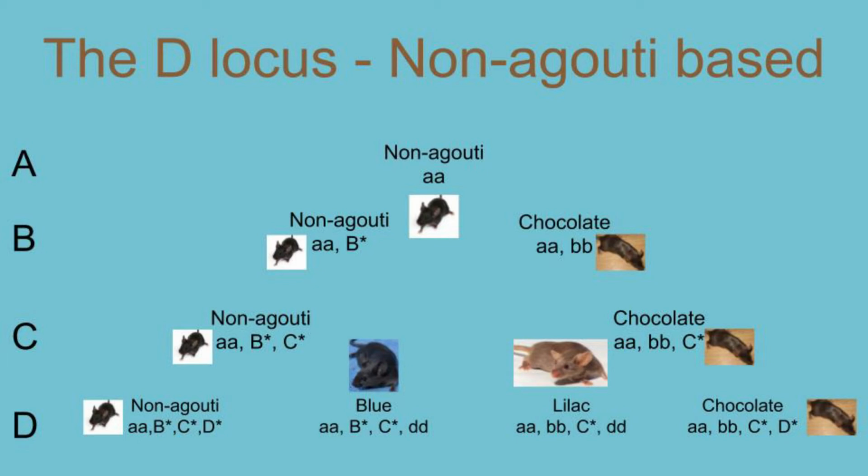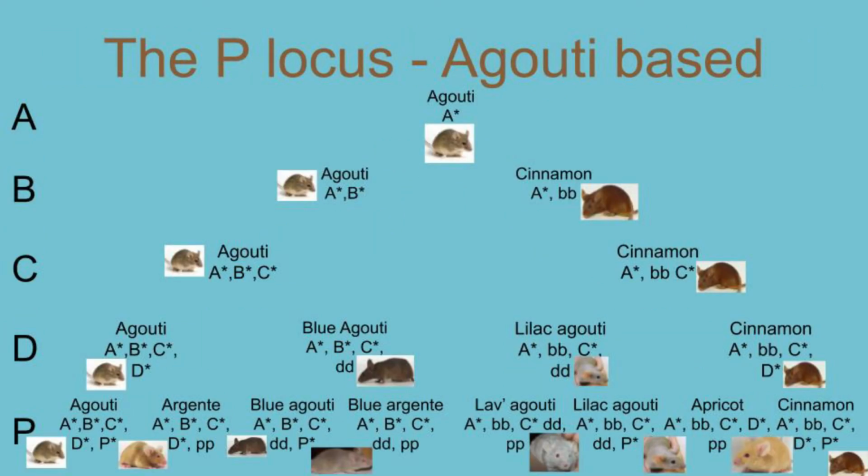Now, the next gene that can begin to influence it is going to be on the P locus, and that is going to be for our Pink-eye. Wild type mice, our agouti mice, are going to have black eyes, so dominant P, and so that would remain agouti. However, if our agouti mouse has pink eyes, so two recessive p's, then we call it an Argente. If our blue agouti receives a dominant P, then it would remain a blue agouti.